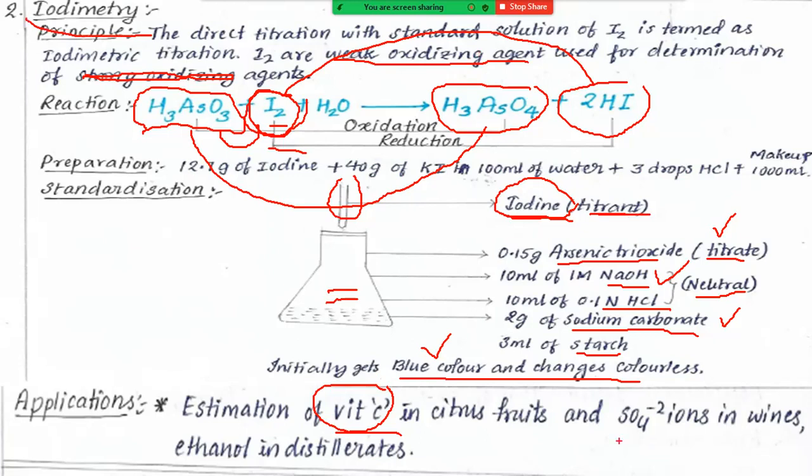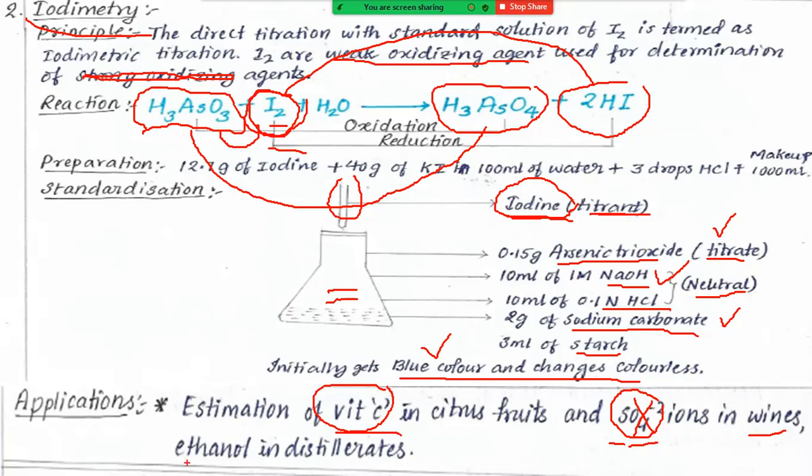And also sulfite ions. On the slide it says sulfate ion, but that is wrong. Here we need to write sulfite ion, SO3, right? Sulfite ions present in wines can also be estimated. What is the use of sulfite ions? Sulfite ions are useful as a preservative in wines. Wines get flavor and freshness mainly due to the presence of sulfite ions. So these sulfite ions also can be estimated by iodimetry.